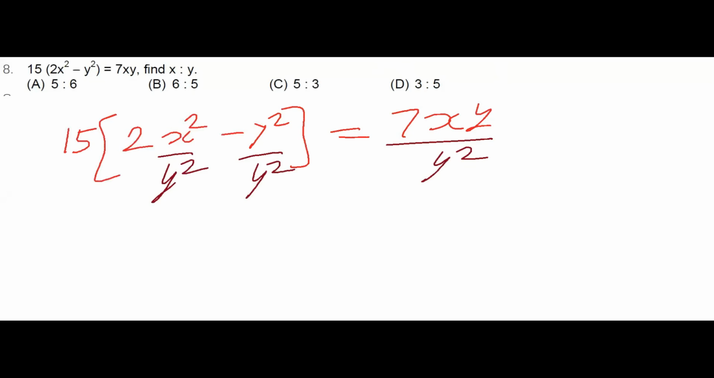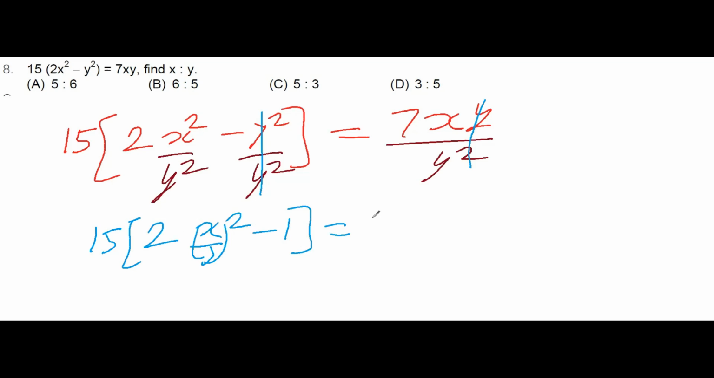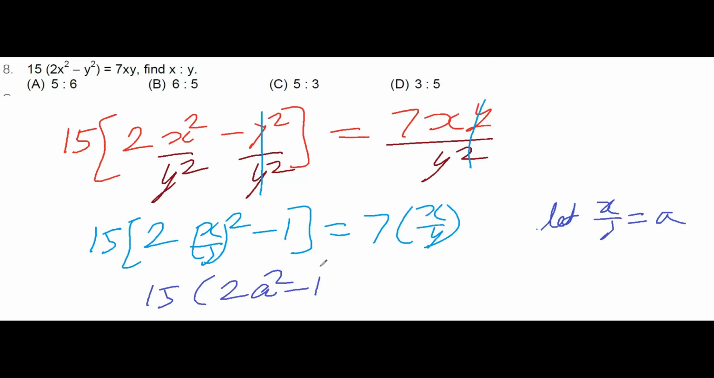Y square here, here also y square, here also y square. So here y square will get cancelled, and then I will get 15 into 2 times x upon y the whole square. This again y square cancels. I will get minus 1 is equal to 7, and then again x by y. So this is a kind of quadratic equation. So let me assume the value of x by y be some number. So let x by y be say a. So this is 15 into 2a square minus 1 is equal to 7a.